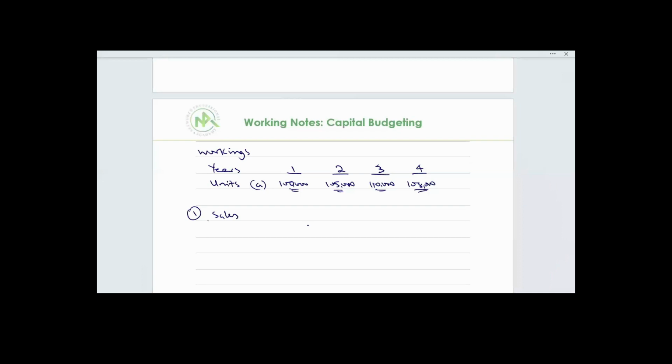Let's determine sales value. Before you can get sales value, you need to multiply your selling price with the number of units sold. To get your selling price, you go into the question if you are given inflation rates. In this particular question, the examiner has given us an inflation rate of 5% for selling price. So I would then say selling price at 5%.